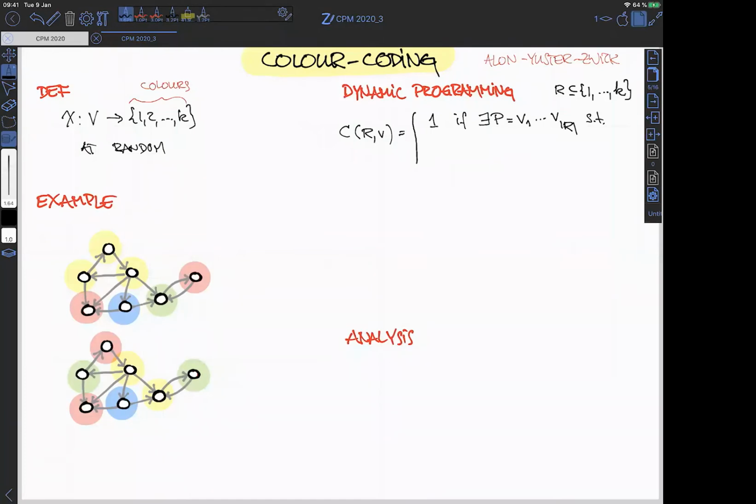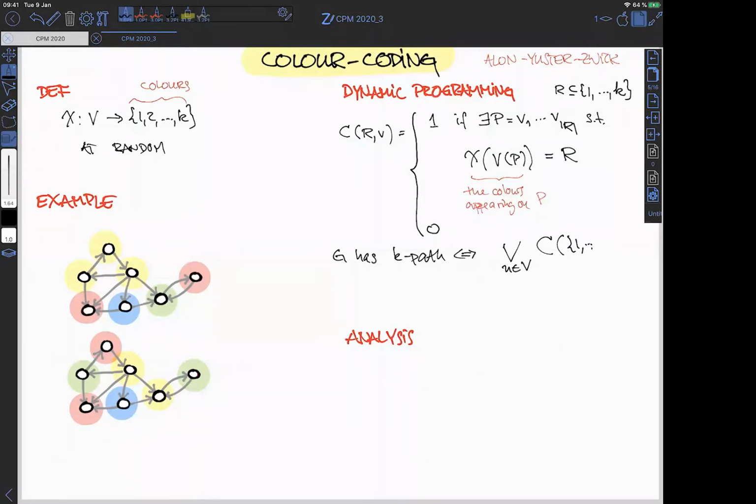such that chi of V of P, which is just a clever notation for the colors appearing on P, is exactly R, and otherwise I want this value to be 0. Okay, so this is useful for us because G has a k-path if and only if this expression is true for some u and all the colors.